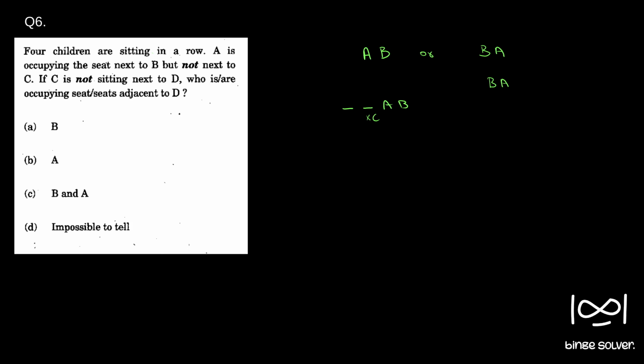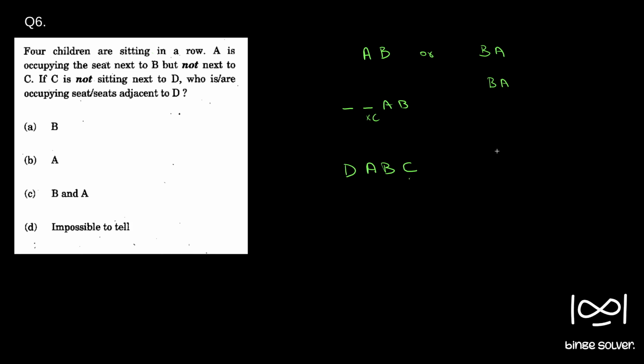Let's take the first case where the order is A, B. Now C and D have to be placed. If they are on either side of AB, then C and D will be sitting together, so it should be either like this or D, C. Since C is not sitting next to A, the only possible combination here is D has to be here, and C has to be here. And C is not sitting next to A. So this is one combination possible.